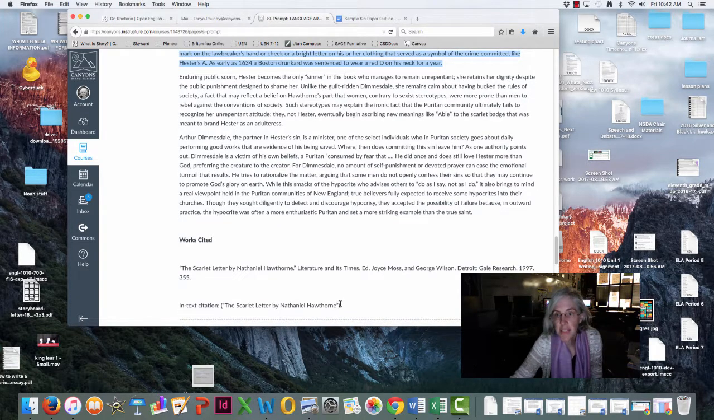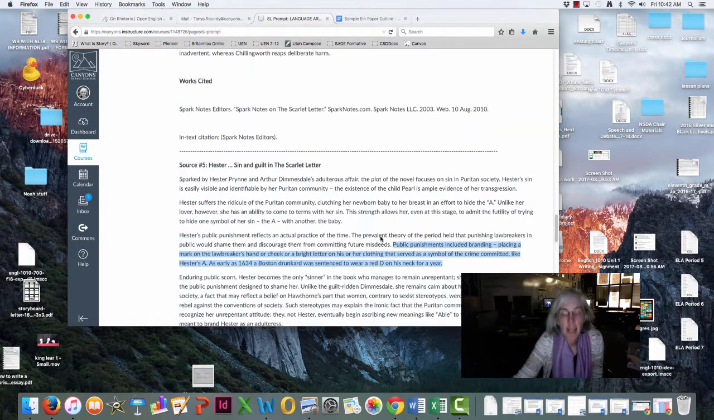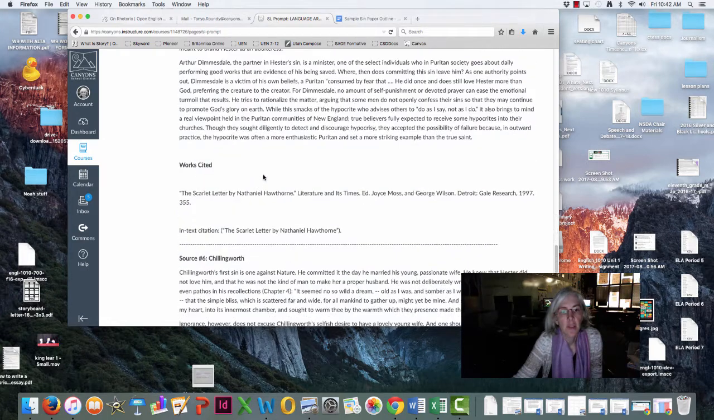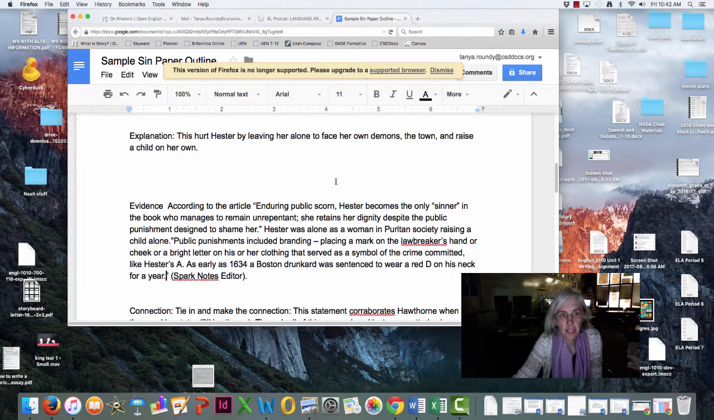Then I need to connect this evidence in, explain how and why. Otherwise, we don't get that synthesis happening. So I need to tie in with this. This statement corroborates Hawthorne, and I need to fix this. Hawthorne, when in the novel he states, and I use an example of this, either an example or a quote from the book that supports it.